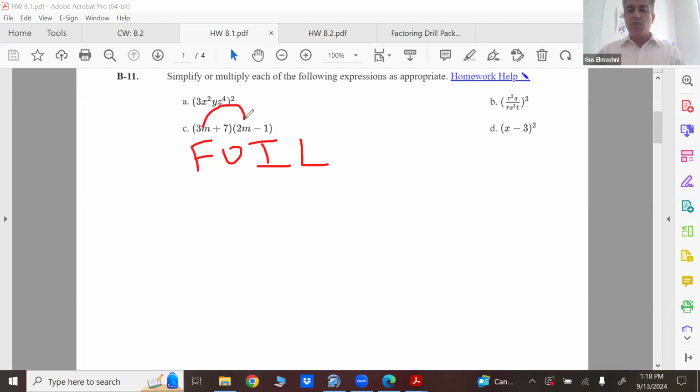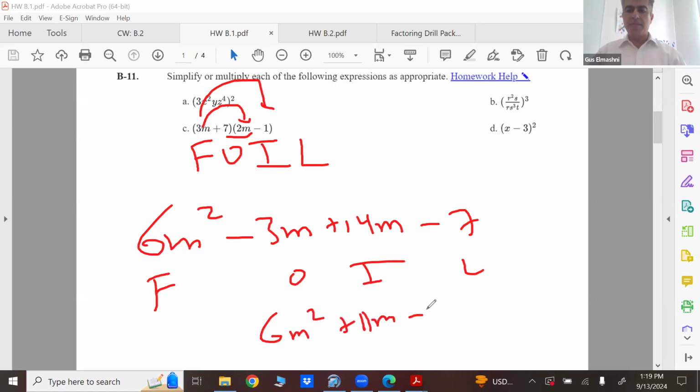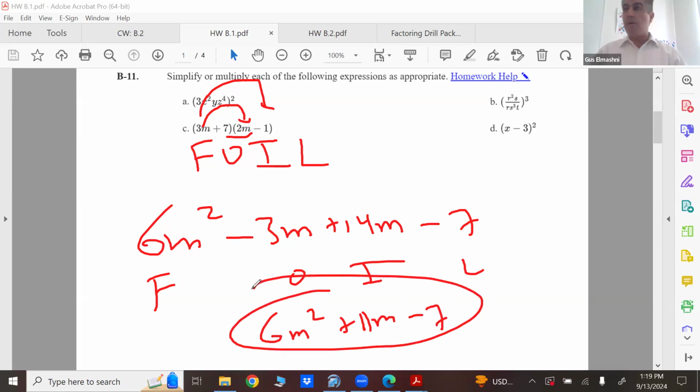So you do 3m times 2m. Those are the first terms in each group, which is 6m squared. So that's the F part. And then you do the O part, the 3m times negative 1, which is negative 3m, of course. And then you do the insides, my bad, 7 times 2m, which is plus 14m. Then the last ones, which is negative 7. So that's the acronym: first, outside, inside, last. And then if there are any like terms, which the outside and insides typically will be, combine them and you're good. All's all set, right? So that's what you're doing for part C.